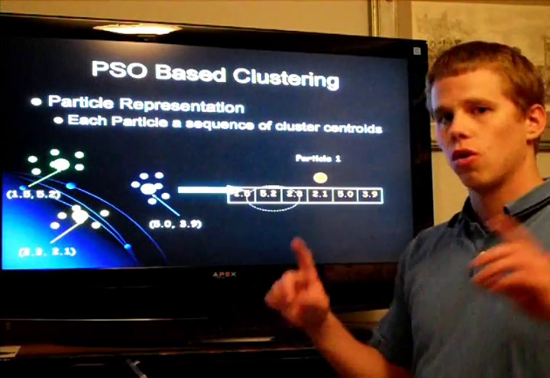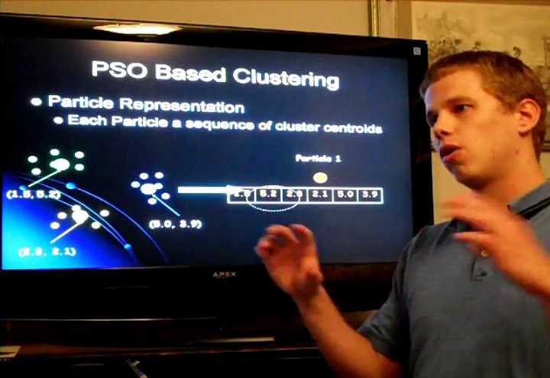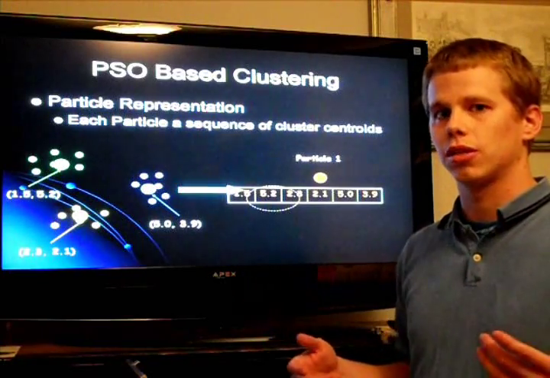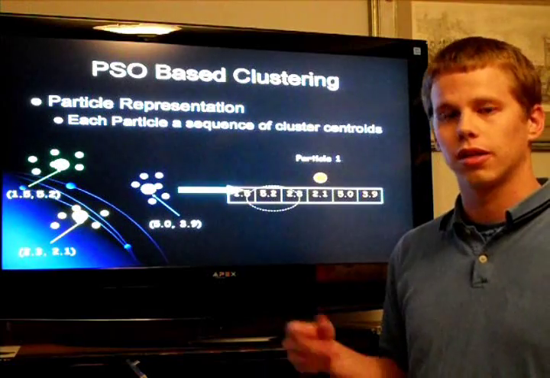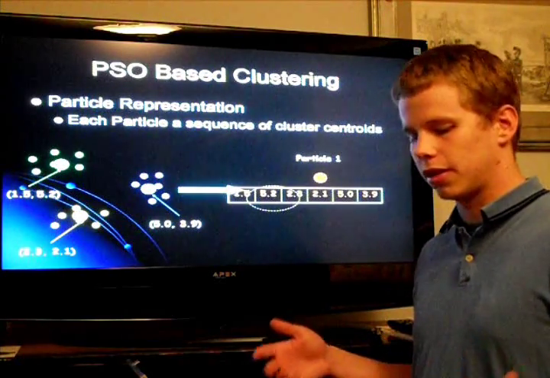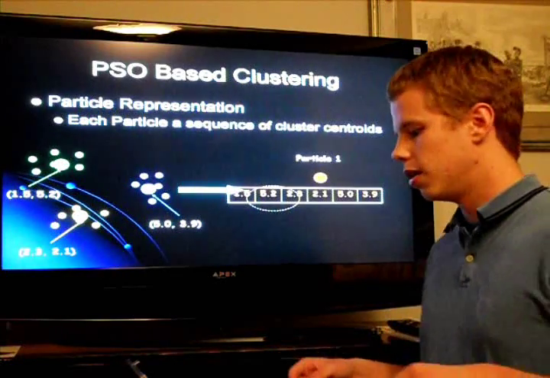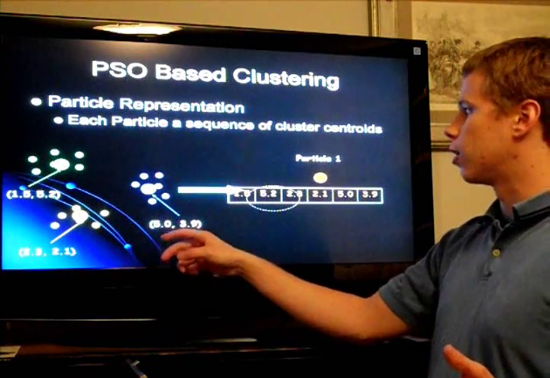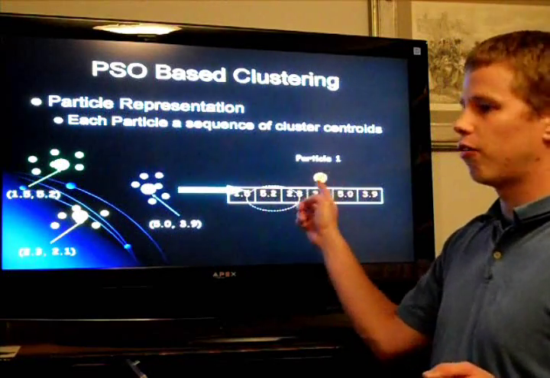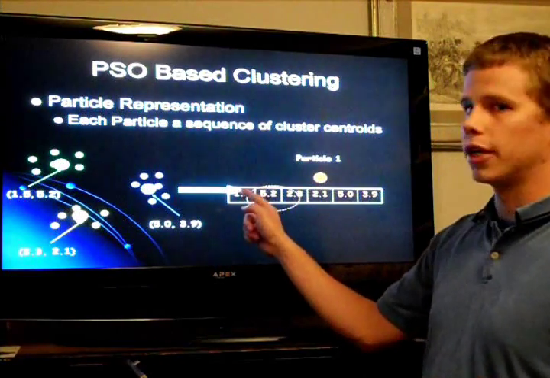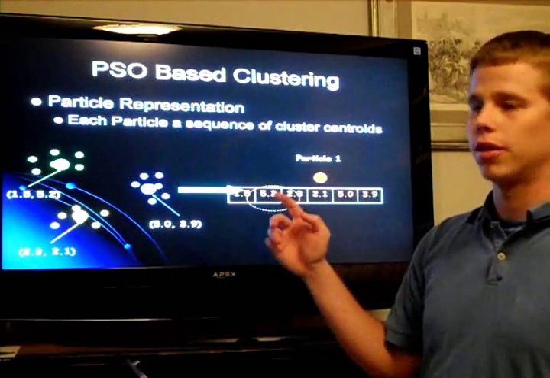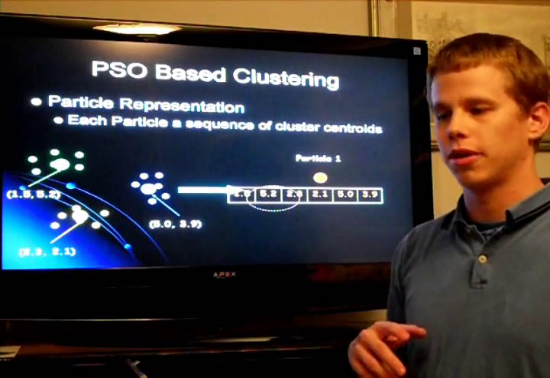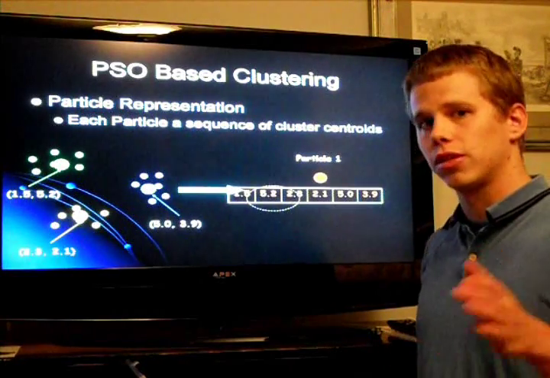As you can see here, one particle represents all the cluster centroids for that search space. Another thing with PSO-based clustering is that you have to predefine how many clusters there are in the problem you're trying to find out. In this particular case, you have three clusters, and here on the first particle you can see the coordinates of each of the three centroids. Now we use those update equations I showed you previously, and then we will move these centroids around.